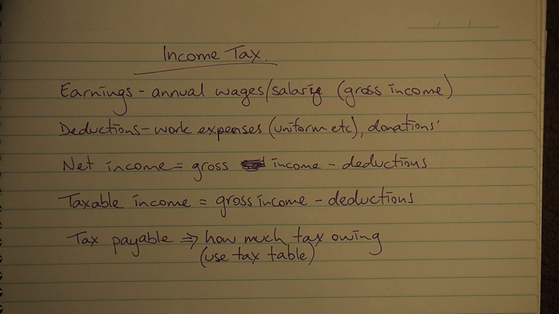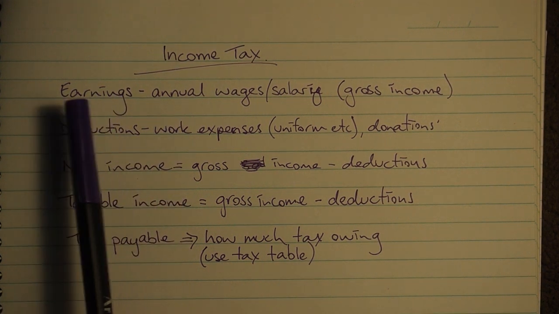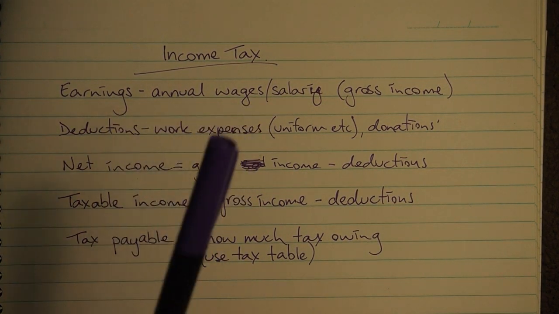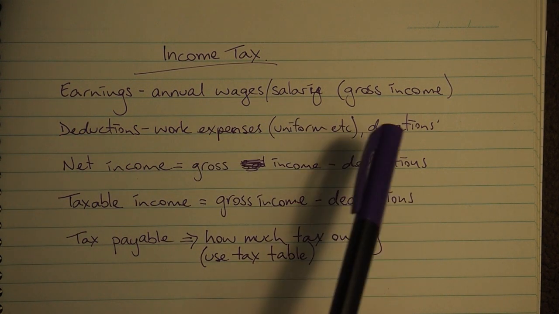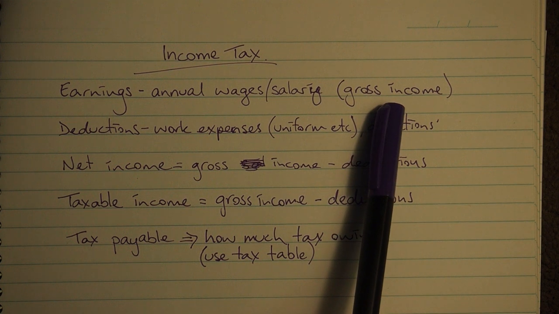Today I want to take you through income tax and using tax tables, because there's a lot of confusion about how to correctly use the table, and it also requires you to really understand the terminology and the language that's used in the questions. Okay, so first I want to take you through some of the words that we're going to see. So earnings, this is how much money you earn, so your annual wages or salary. So it's over the period of an entire year, and we call that our gross income.